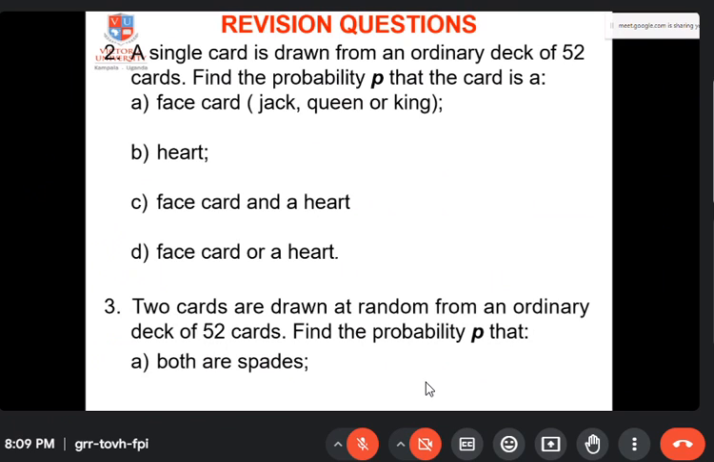Now that one might be a bit hard, but let us see. When you are drawing 2 spades, I think what we have to do here is to pick one at a time. So when you first pick, what is the probability of picking the first card, which is a spade? If you are going to pick one card, what is the probability that it will be a spade?